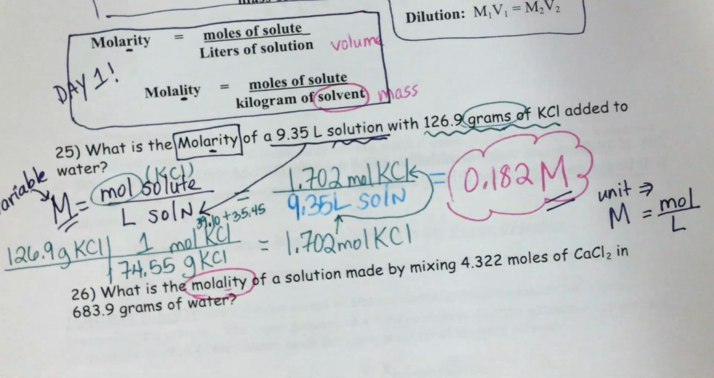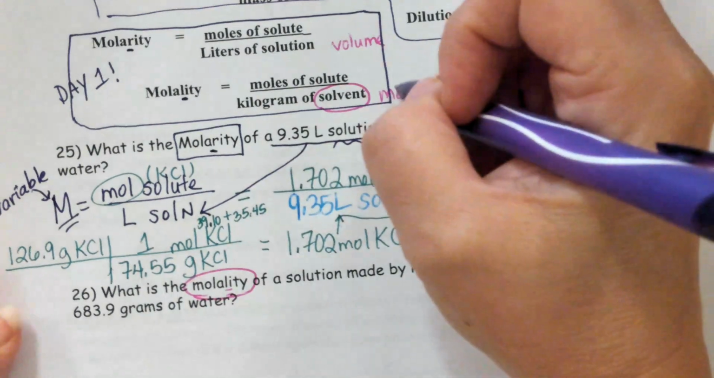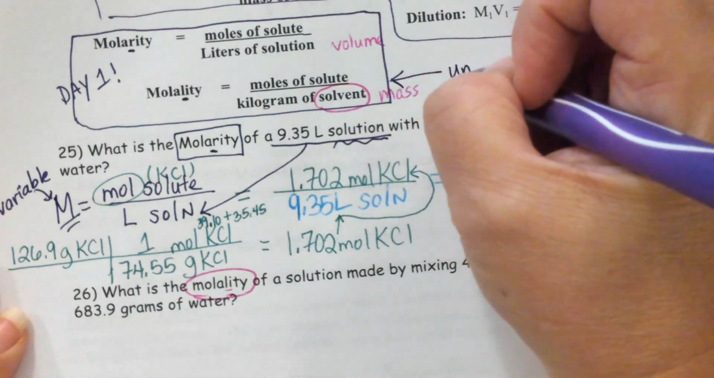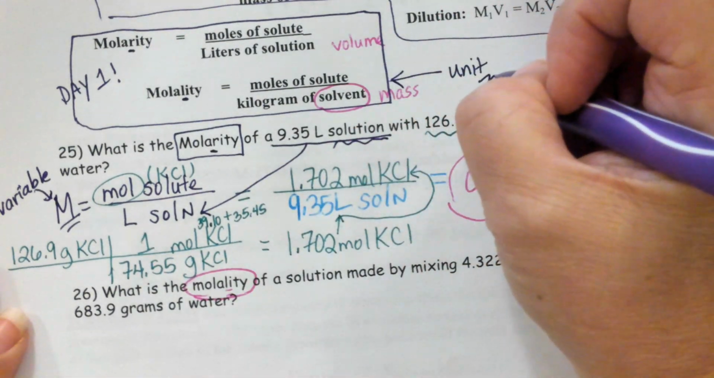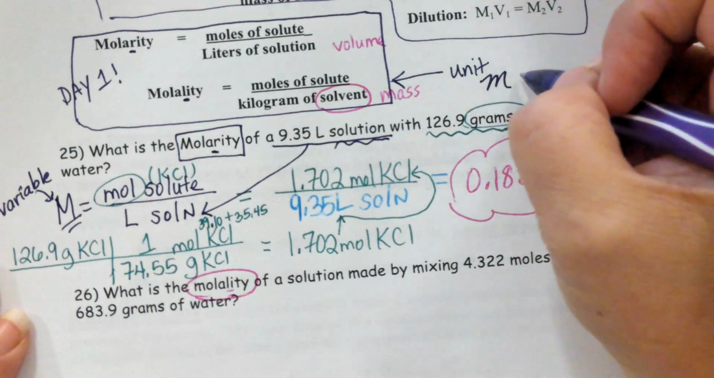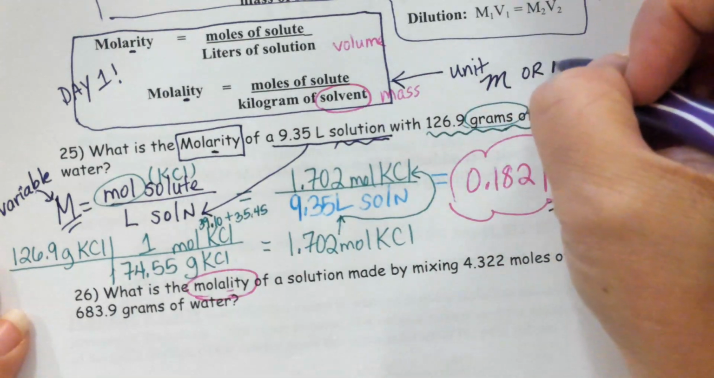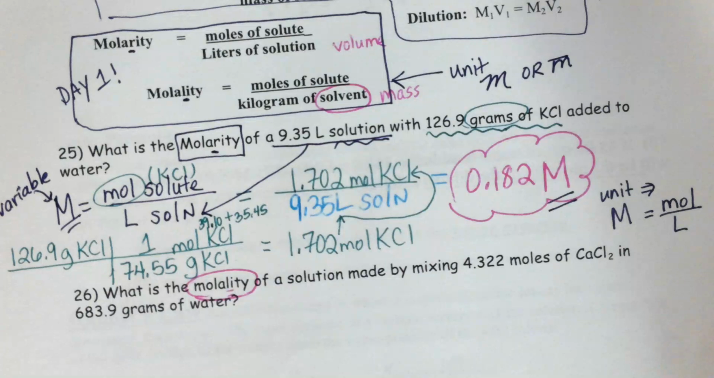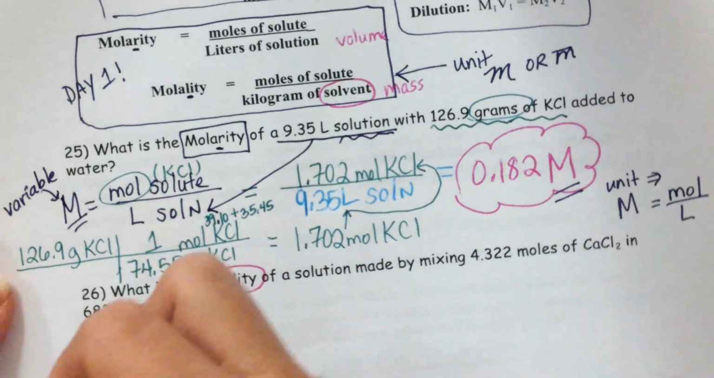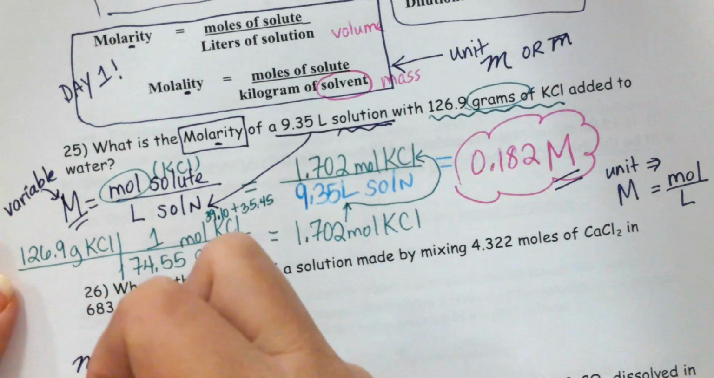You could write moles per liter also. Now for molality, the unit is a lowercase m that is italicized, or a lowercase m with a line over it. So they kind of mix it up, but it's not a capital anymore. It's lowercase for molality, okay? So I'll always even write the symbol that way.